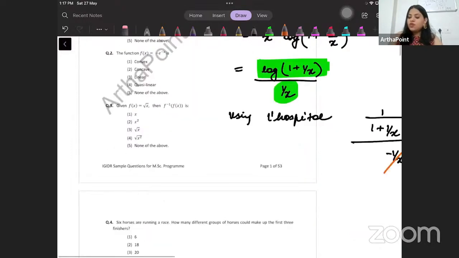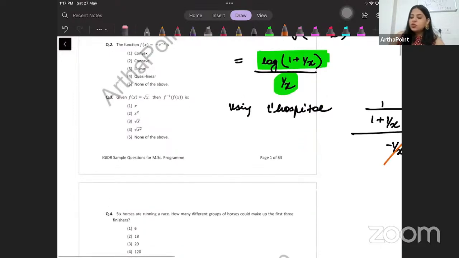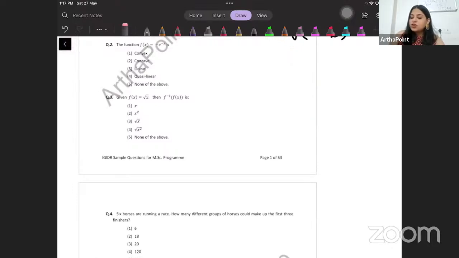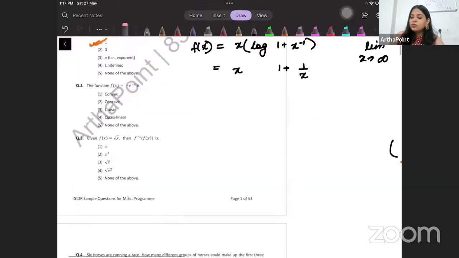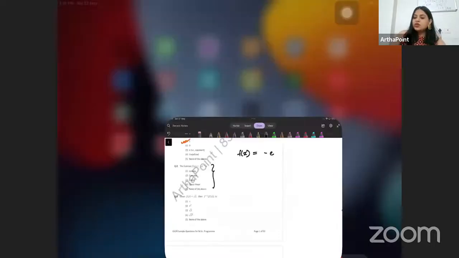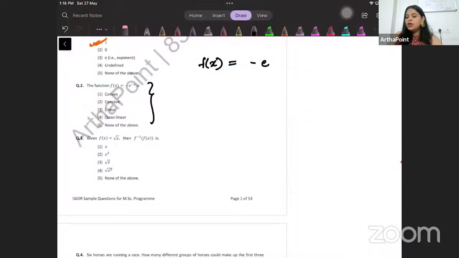Okay, now let's move on to the second question. First, you try and then I will show you how to do this question. So this says the function f(x) is equal to minus e^-x. Is it concave, convex, linear, and so on? So if you look at it, f(x) is equal to minus e^-x, right?